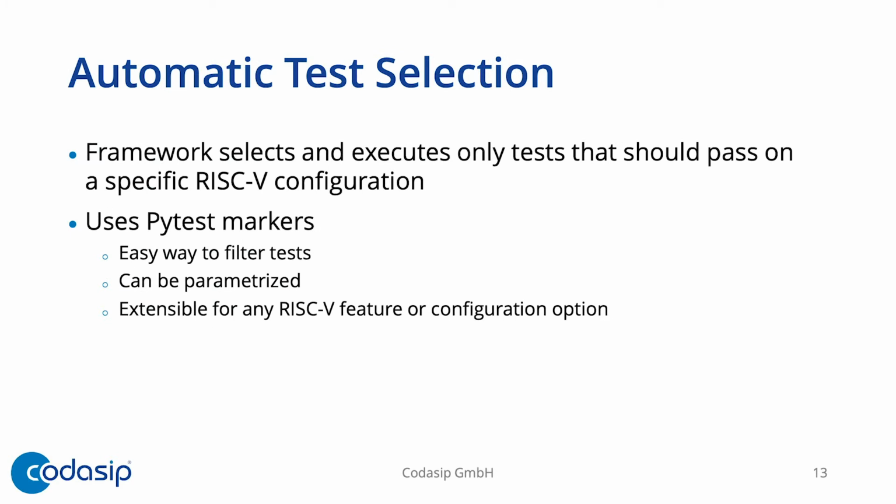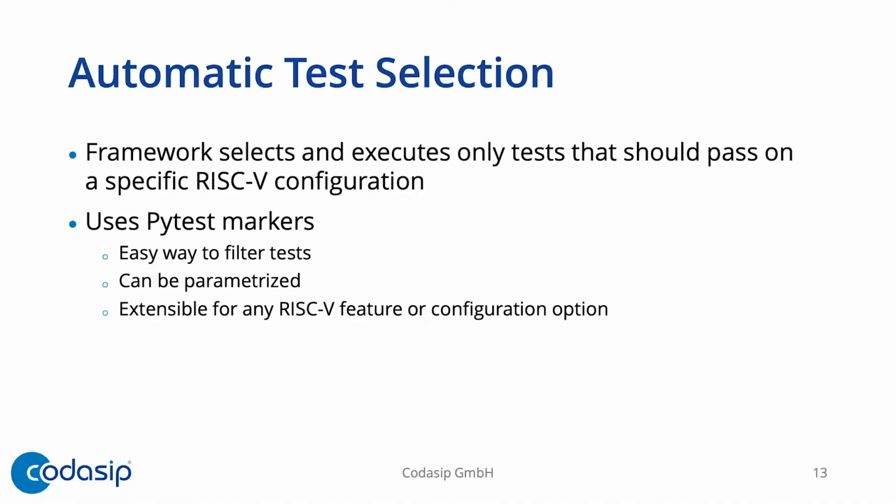So now I'm going to talk a little bit about the automatic test selection and how that works. The framework selects and executes only tests that should pass on the specific RISC-V configuration. It uses PyTest markers, which is an easy way to filter the tests. The markers can be parameterized, and they are extensible for any RISC-V feature or configuration option.